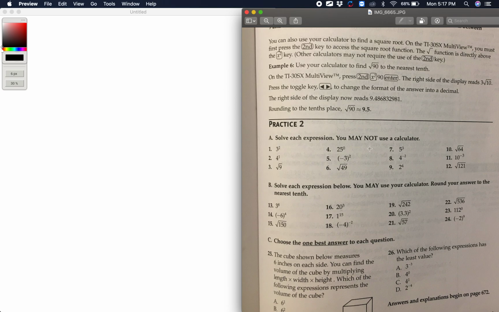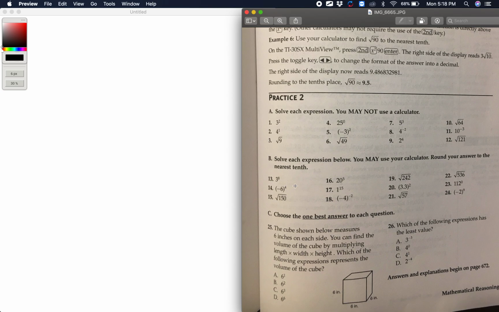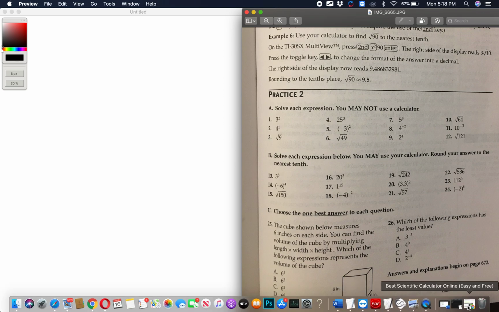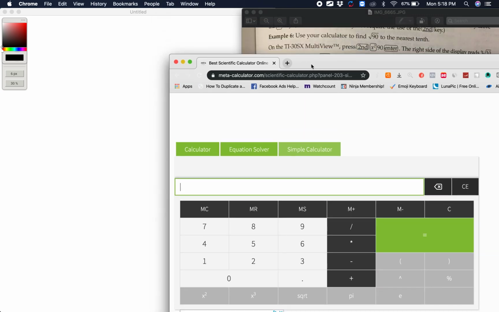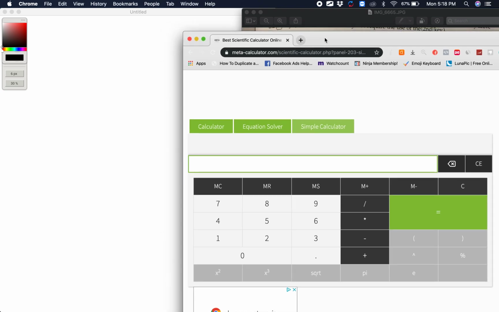Okay, now to continue. This one does say you can use the calculator, but anyways, I think you guys get the general idea here. I'll do a couple of these as well. So 3 to the power of 8 is, let's see, a big number. Trying to move this around so I don't have to minimize it every time. So yeah, 3 to the 8th power.